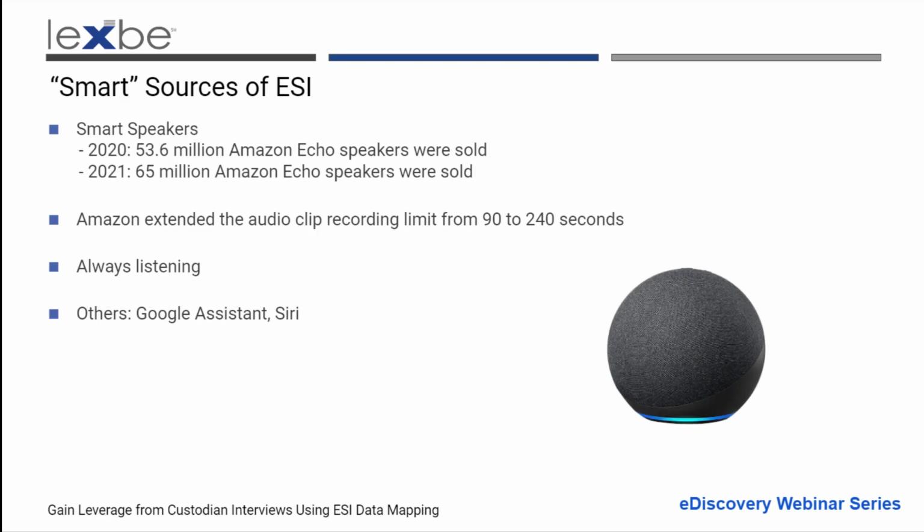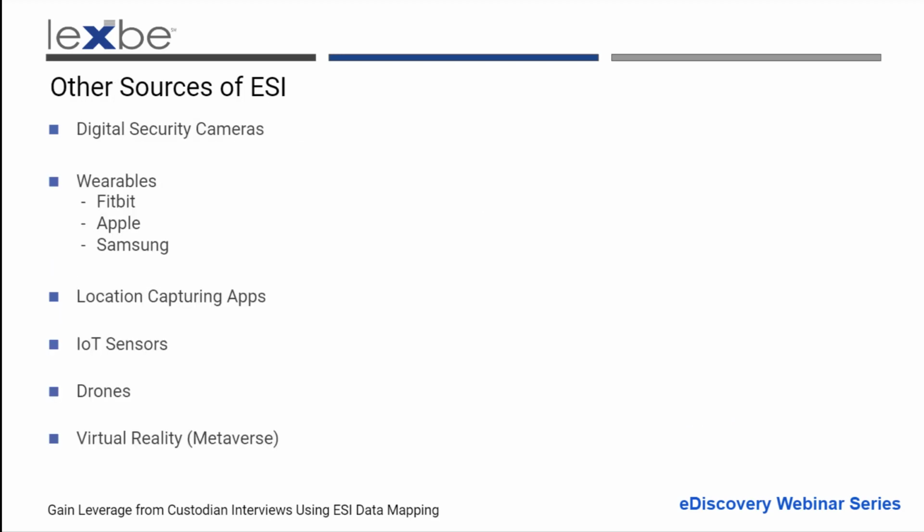These digital assistants are always listening, and if you have one of these devices in your office, you might want to double check the settings to ensure your privacy. We've seen evidence from smart speakers used in a bunch of cases recently, so it's definitely becoming a more prevalent source of ESI in litigation.